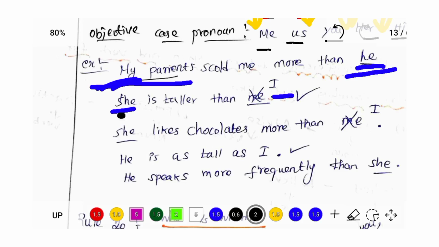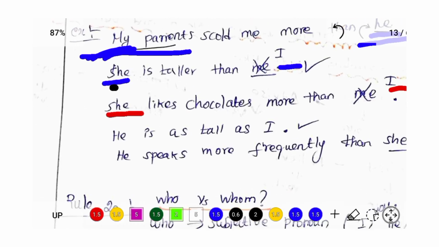She is taller than I. She likes chocolates more than I. He is as tall as I. Subjective case; I is also a subjective case pronoun. He speaks more frequently than she. He is a subjective case pronoun and she is a subjective case pronoun.